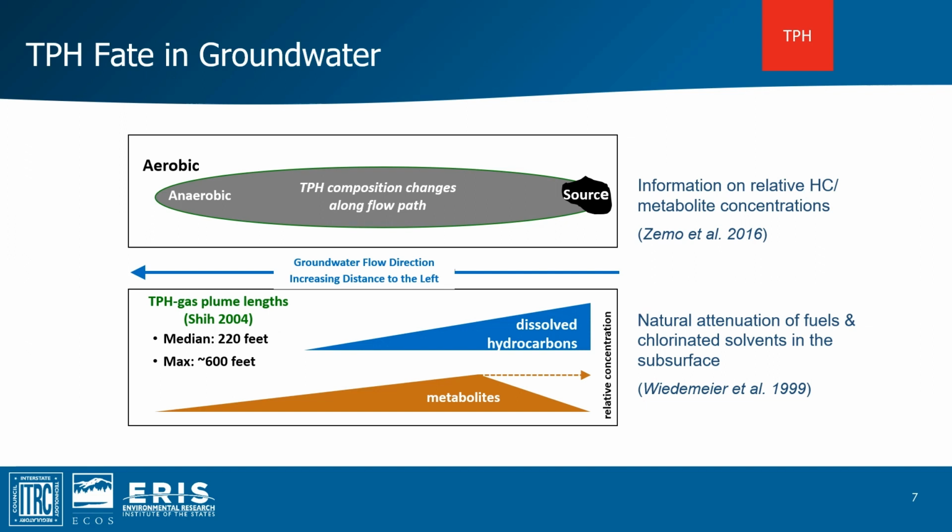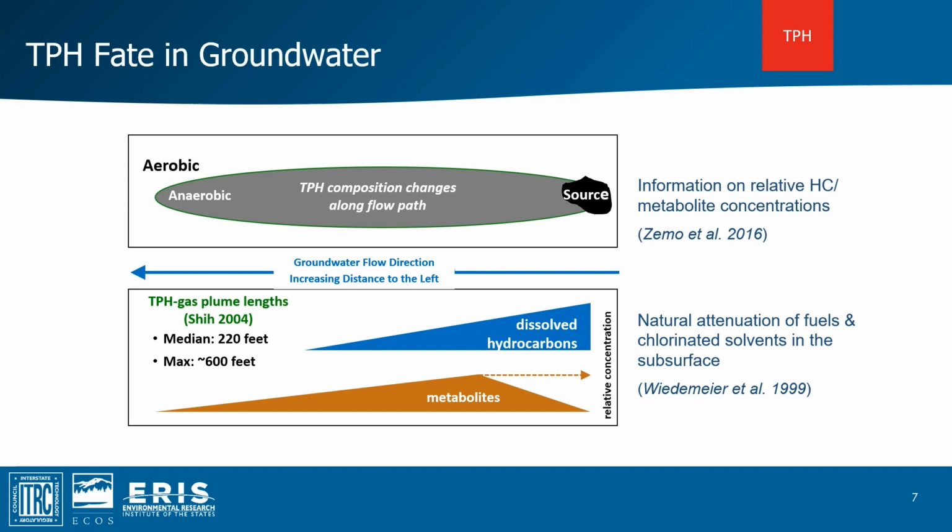The bottom graphic illustrates the same release and groundwater flow, focusing on the relative concentrations of dissolved hydrocarbons, which are shown in blue, versus petroleum metabolites, which are shown in orange. In general, concentrations of dissolved hydrocarbons are highest near the source and diminish as they move down gradient away from the release, which makes sense.